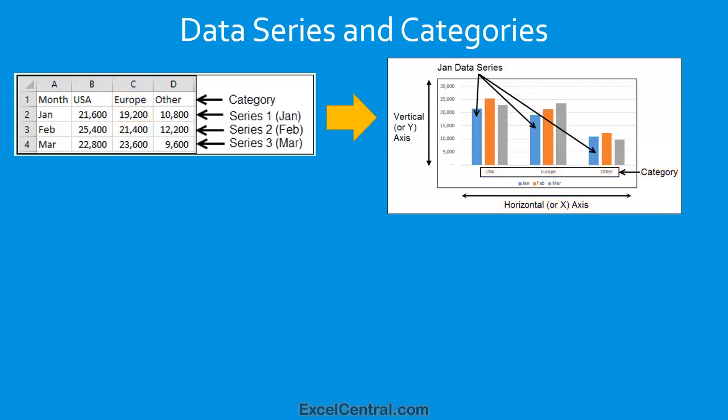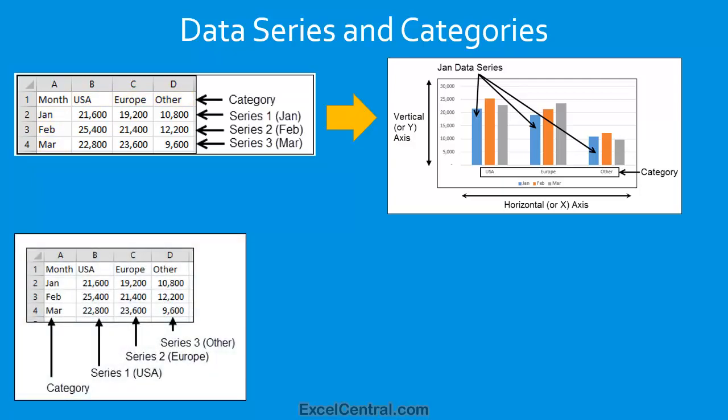Now you may already be thinking, why doesn't Excel regard January, February, March as the categories and USA, Europe, Other as the data series? Well, Excel can take this alternate view of the source data. Here you can see that the categories are now January, February and March, and that the three data series are USA, Europe and Other. And as you'll see later in this lesson, Excel allows you to instruct it to take either view of the source data.